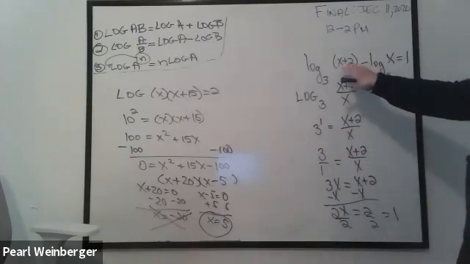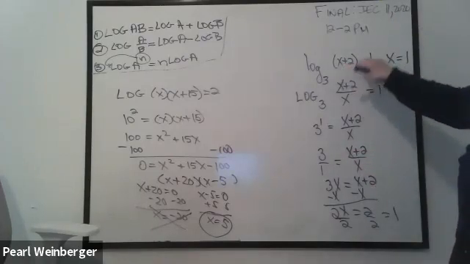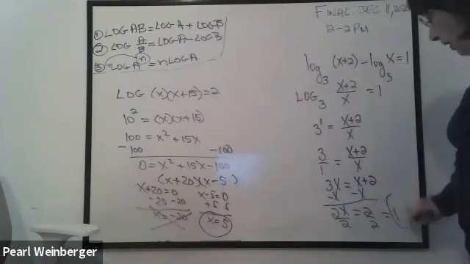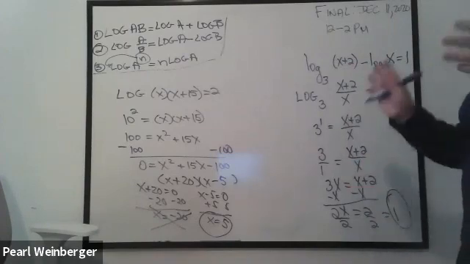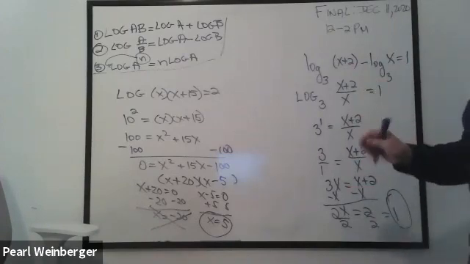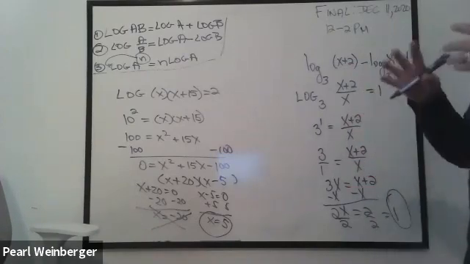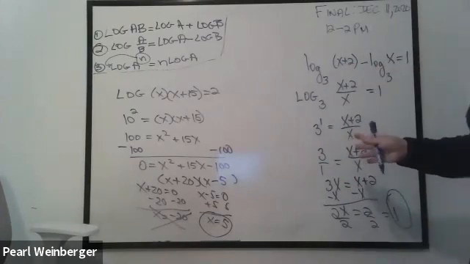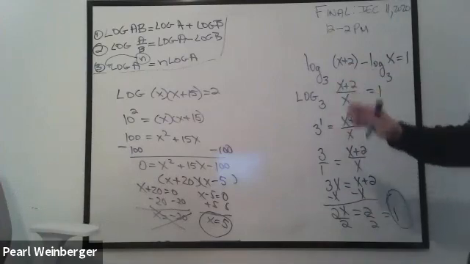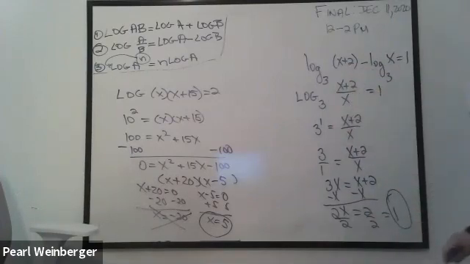Notice 1 is an acceptable answer because it's not making anything negative. So my answer here, there's one answer. Sometimes you get two good answers. It's possible to have two answers. It's possible to have one answer. It's possible to have no answers, depending on the type of equation. But this is how we solve log equations.